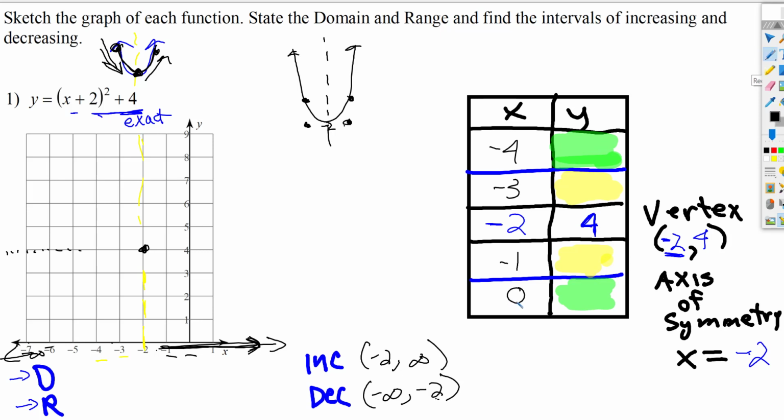So I'm going to plug in 0 first. So if I put a 0 in there, 0 plus 2 is 2. 2 squared is 4. 4 plus 4 is 8. So at 0, we're up at 8. And negative 4, we're up at 8. Now I'm going to take the time and I'm going to put negative 1. Well, negative 1 plus 2 is 1. 1 squared is 1. 1 plus 4 is 5. So at negative 1, we're up at 5. And at negative 3, we're up at 5.